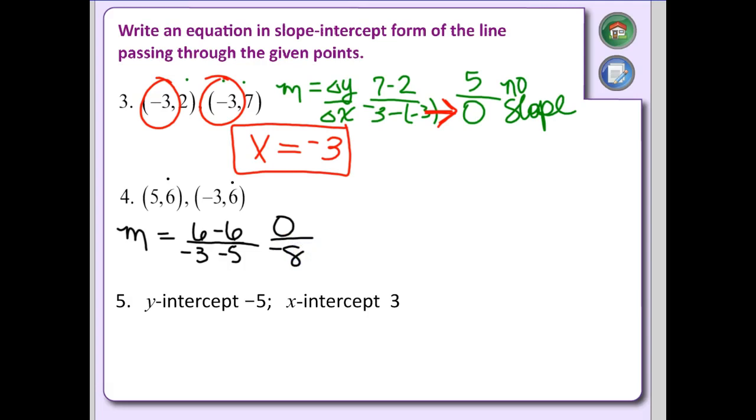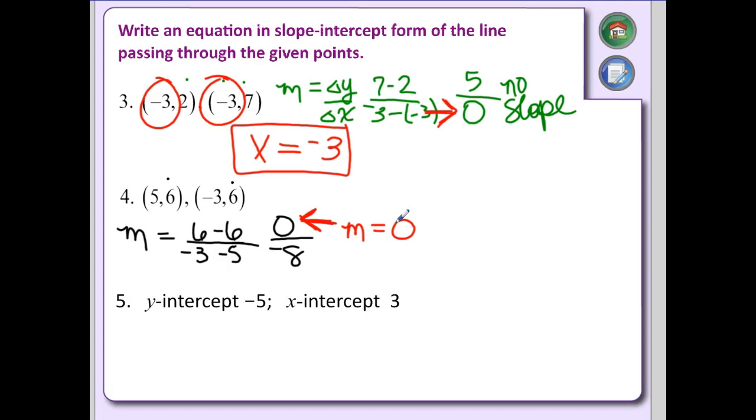But remember, where the 0 is matters. This time the 0's in the numerator. So what does that mean? Well, that means my slope is 0. What kind of line has 0 slope? Yes, a horizontal line has 0 slope. Okay? Horizontal, so that means this is going to be, okay, because it's a horizontal line.